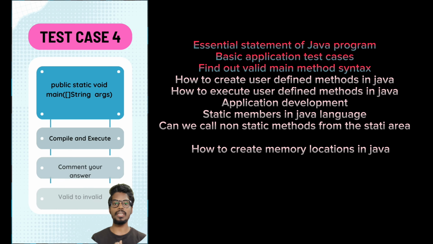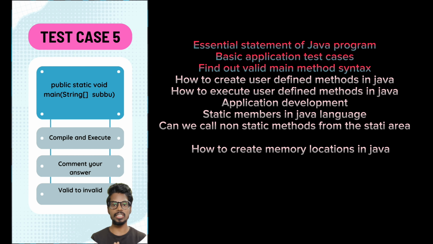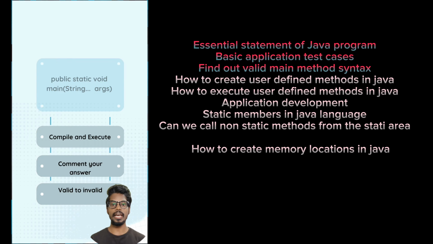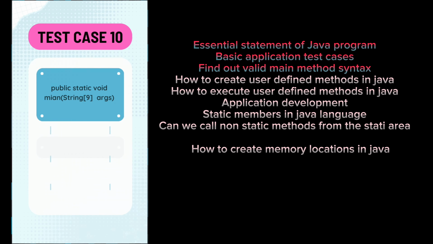If you develop the main method with the wrong syntax, the JVM is definitely not able to find that particular syntax. That's why we display some main method syntaxes on the console. Please check which one is valid and which one is invalid, guys. Please comment on each and every declaration present here.